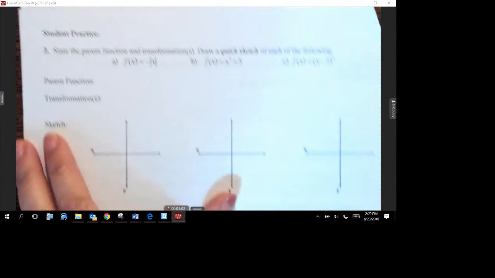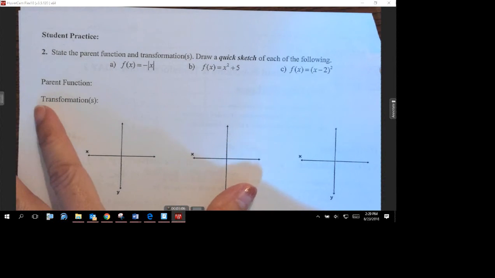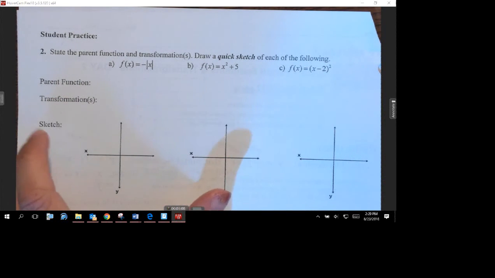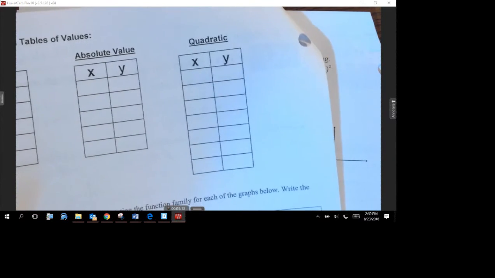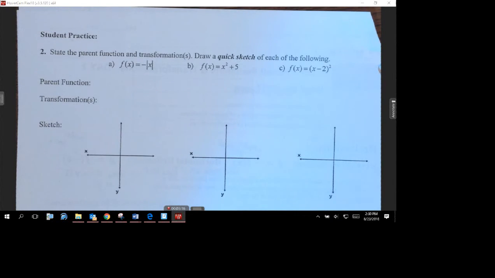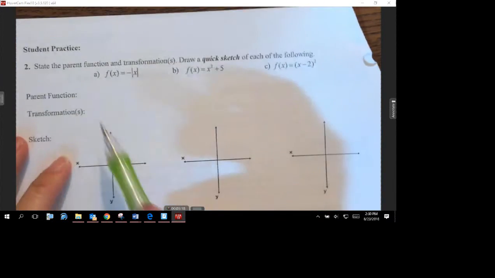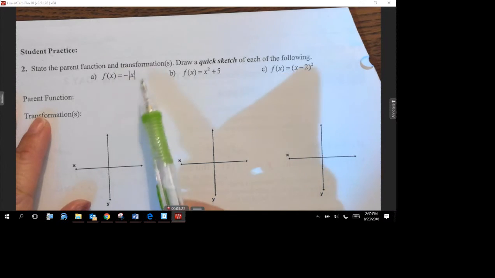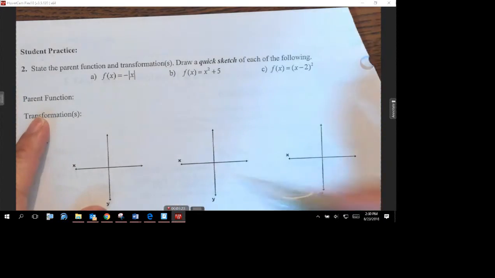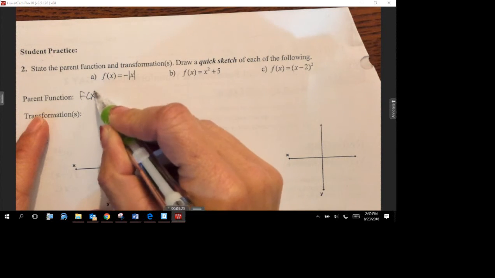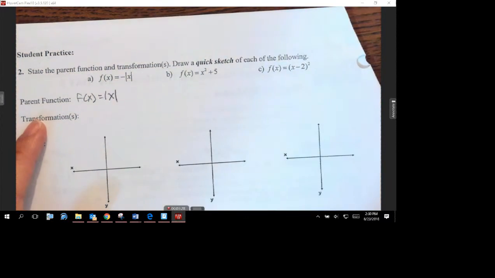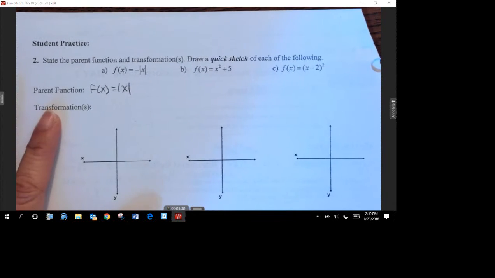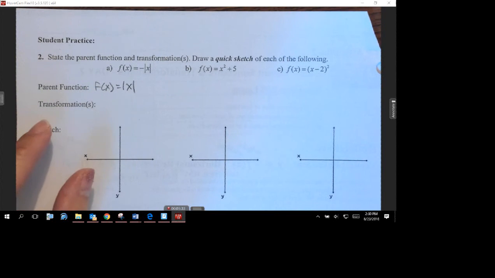All right, the next section is state the parent function, transformation, and we're going to do a quick sketch. Quick sketch means you don't have to pull out these ordered pairs. You just have to know the general shape of that function. Okay? So quick sketch. Let's see, parent function. What's this first one? Absolute value is the family. The parent function will be f of x equals absolute value of x. So absolute value is the family. Parent function is the equation. Yes, dear. Is absolute value the only equation with a little bar? Yeah.